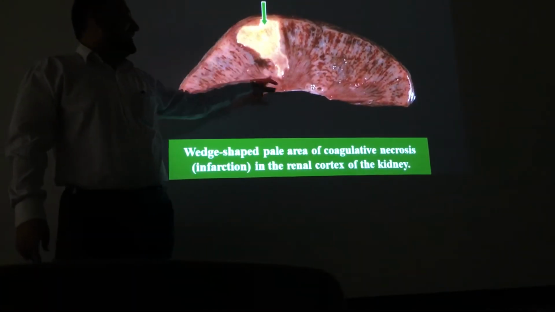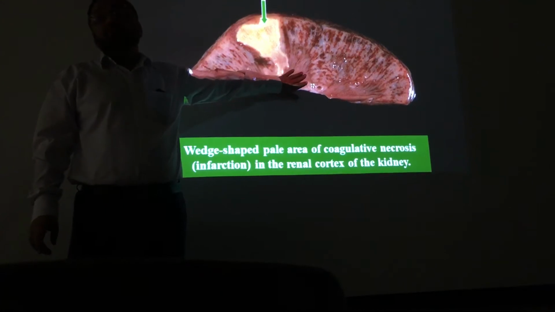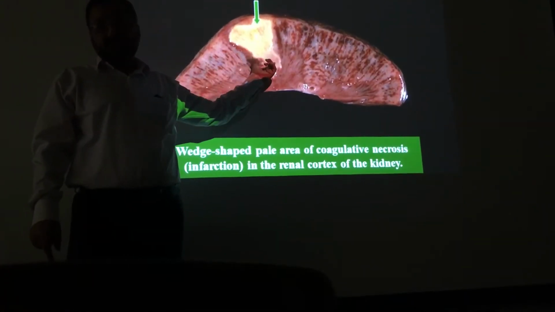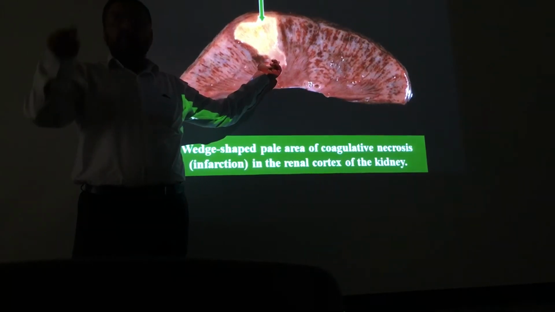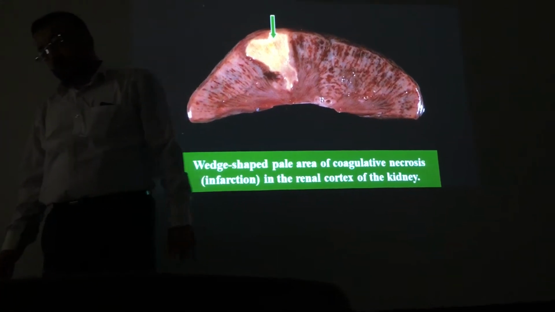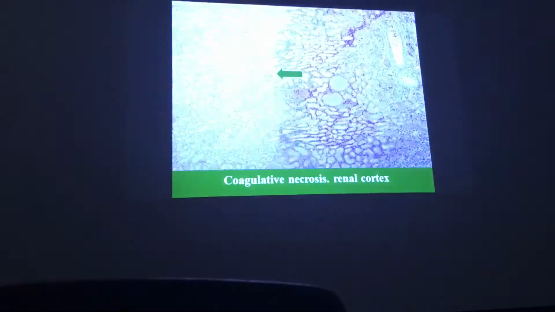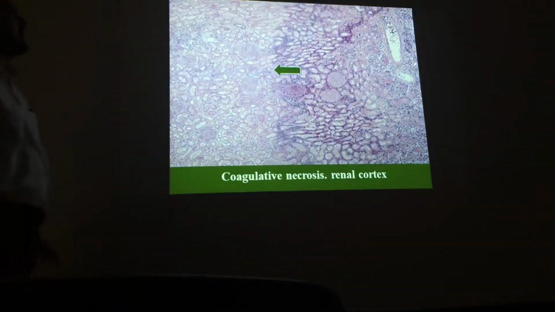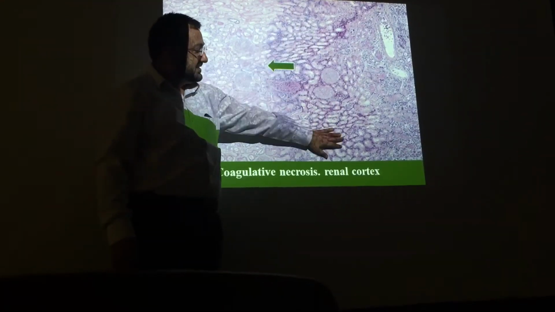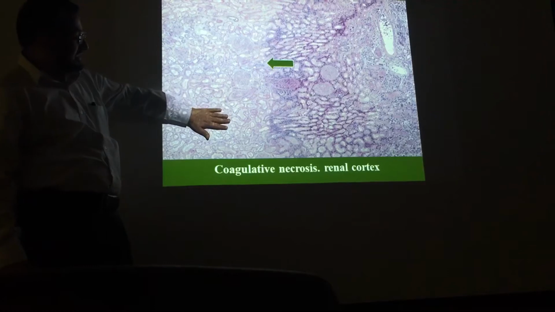So what is the most likely cause of this problem? Ischemia, reduced blood supply. And what is your diagnosis? This is pale infarct, or you can say coagulative necrosis. Same. Now here, which area is normal, which is abnormal? This is normal, and this area is.